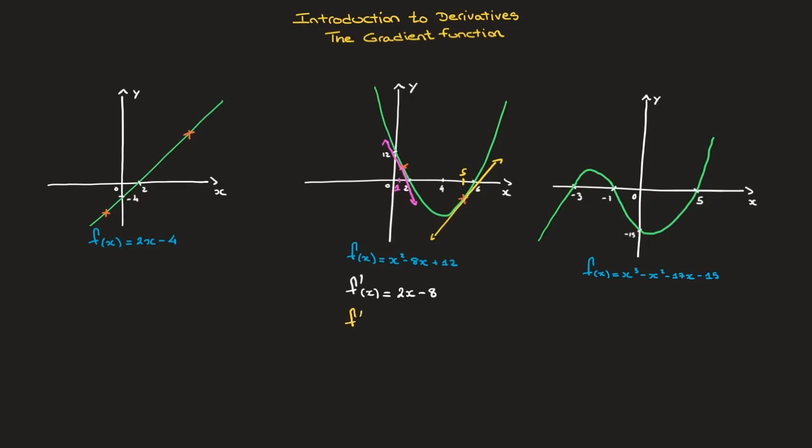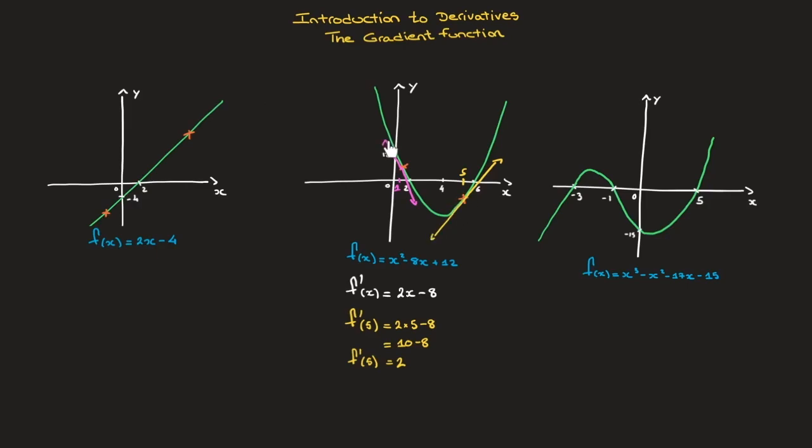That would be f dash of 5, which equals 2 times 5 minus 8. And that's equal to 10 minus 8. In other words, f dash or f prime of 5 is equal to 2. And this 2 is the gradient of this yellow tangent. And consequently, we can say that this function has a gradient of 2 when x equals 5.